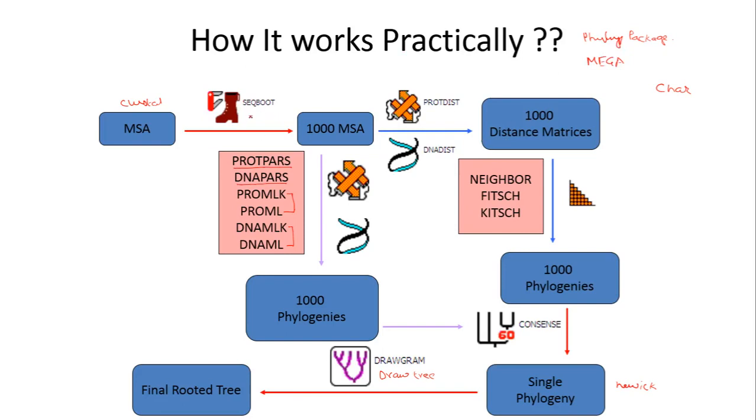We would be using the seqboot computer program to generate 1,000 multiple sequence alignment pseudo data sets. Then we would be using protdist to generate 1,000 distance matrices. We would be using the neighbor program to generate 1,000 phylogenies. Then we would be using the consensus program to create a consensus tree from these 1,000 trees that we have generated. And after analysis of this consensus tree, we would be using drawgram to generate a final rooted tree. So this is what is going to happen in your demonstration section.